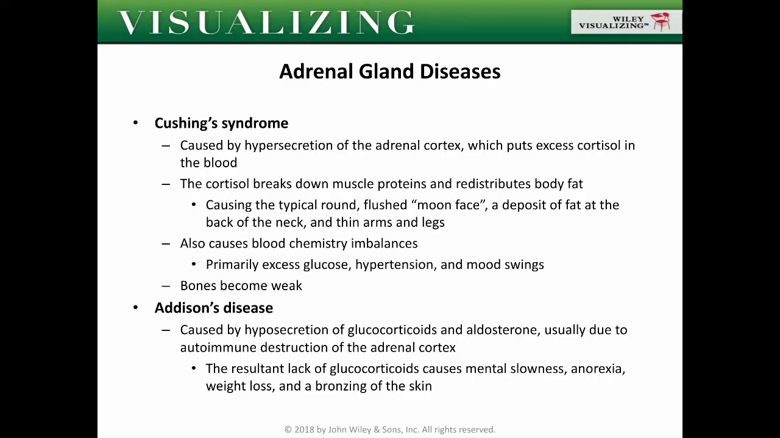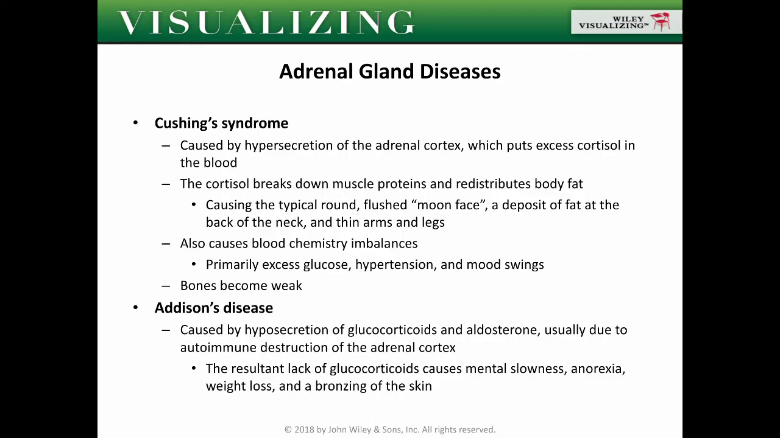It also causes blood chemistry imbalance, especially glucose imbalance, which in turn leads to hypertension and mood swings. Hypertension is affected by the glucose level of the blood, because if there are too many solutes in the blood, it becomes viscous. So the heart has to work harder to pump the blood. So there you go, hypertension. And aside from that, the bones become weak because, again, mineralocorticoids.